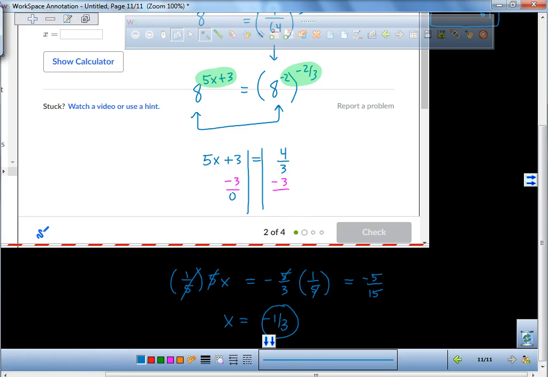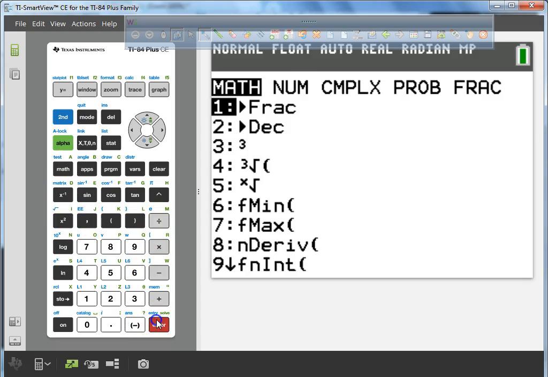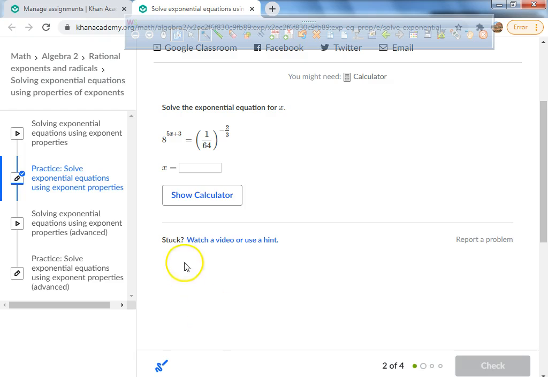All right, so in the calculator, if you did take negative 5 divided by 3, and then you ended up dividing it by 5, you could still get the same answer as negative 1/3. All right? Negative 1/3.